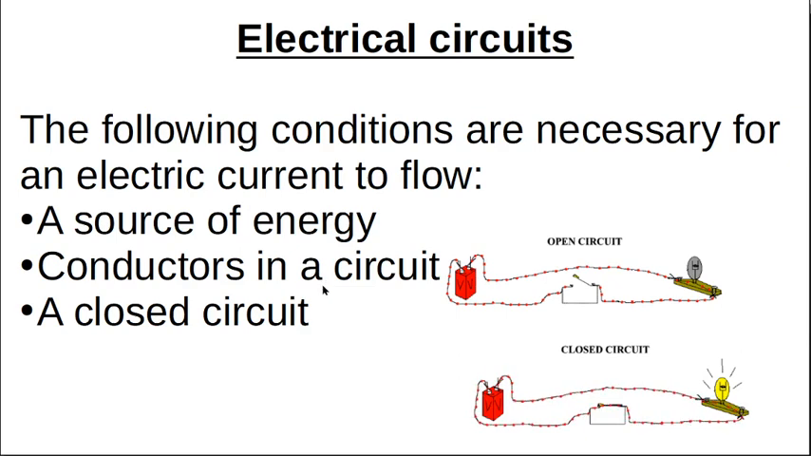You need conductors, because how do you get the energy from the source of energy to wherever you want it to do work? And then finally a closed circuit. You can see these two pictures are identical, and the little red dots are electrons, which are the flow of current. And when the circuit is open, the electrons can go nowhere.